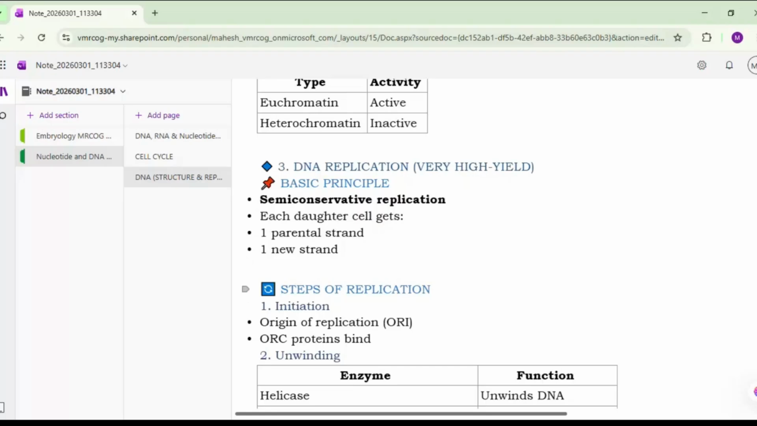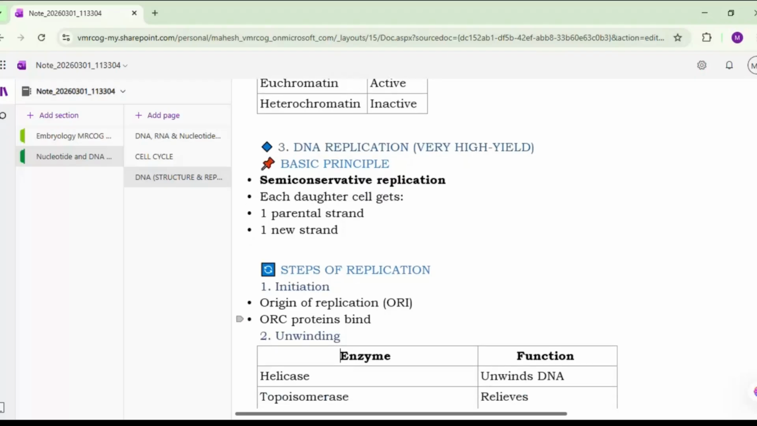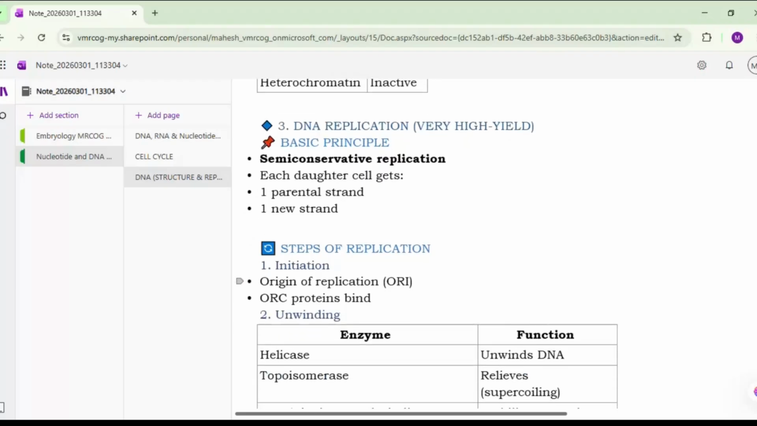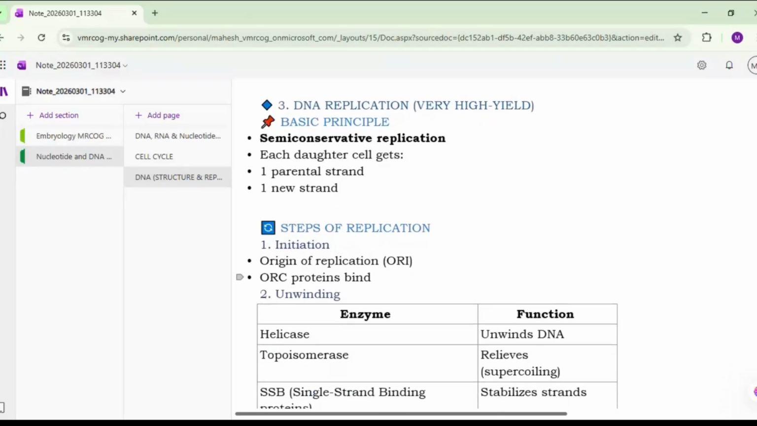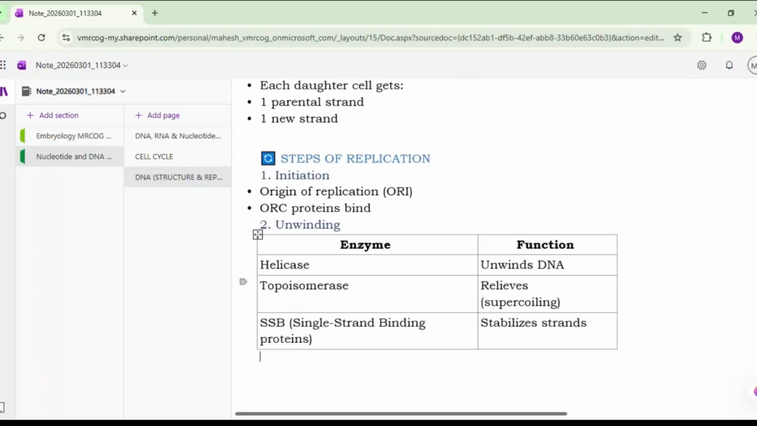So what are the steps? The first step is the initiation. That is the origin of replication. It begins at the origin of replication, and there are ORC proteins which are responsible for binding. Okay. And the next step is unwinding.